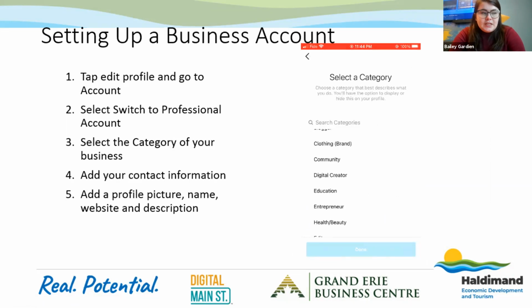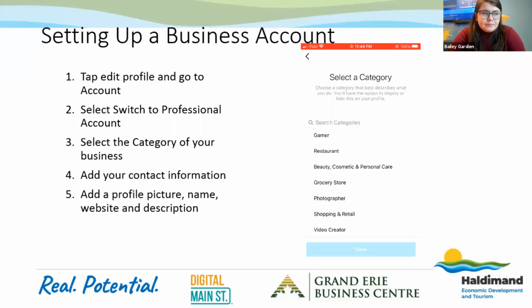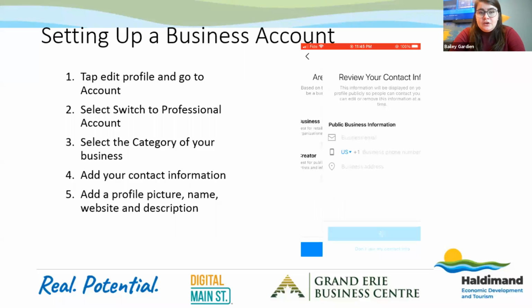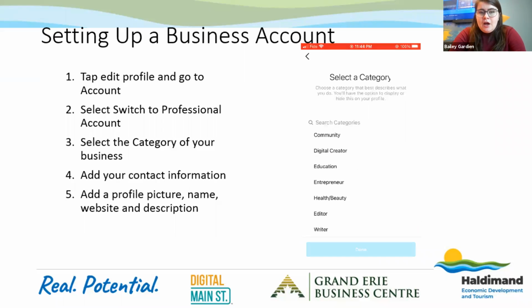And then from there, you're going to select a category. Because I'm a cafe, I'm going to go with a restaurant. But there are many options here, so I'm sure you're going to be able to find one that fits your business. And you're also going to want to display that on your profile so your customers know what kind of business they're looking at when they find your page. You're also going to want to indicate that you're a public business.